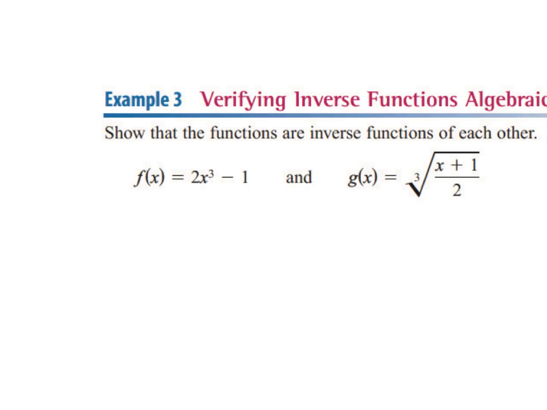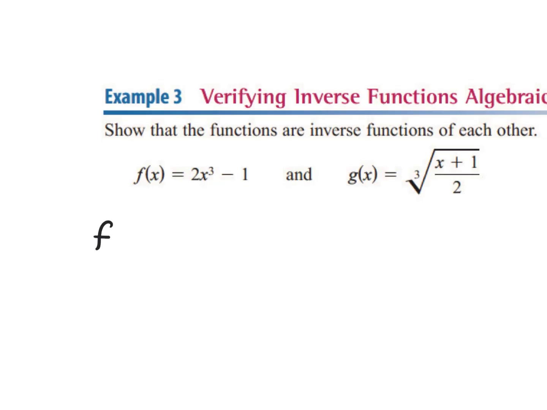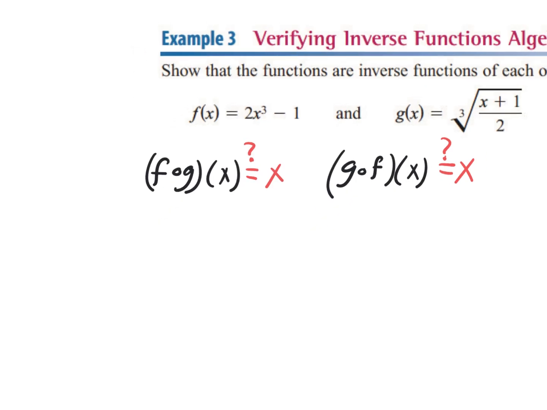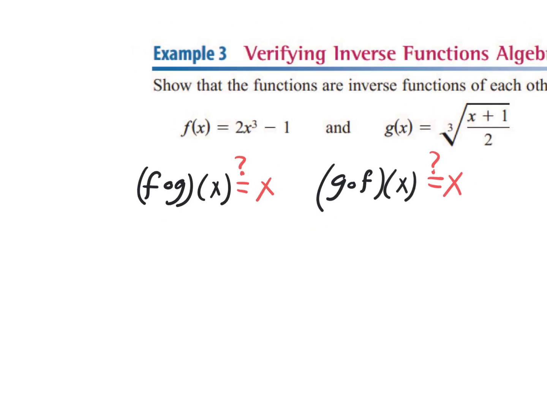If you get asked a question like that, you're looking for f of g of x, and you're looking for g of f of x. So you're looking in both directions, and you want them to equal x. So I'm going to say this equals x, and this equals x, and I'm going to put a little question mark, right? We don't know that it equals x right now. So could it equal x? We'll see. So let's start with f composed with g of x.